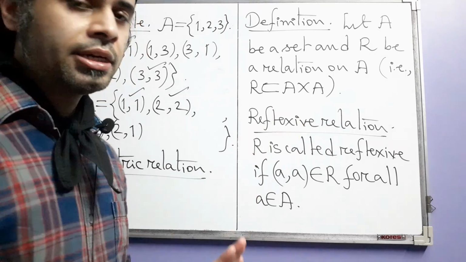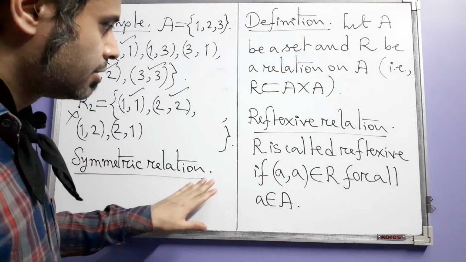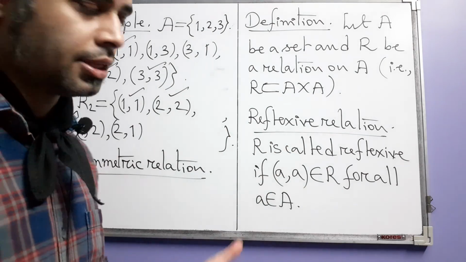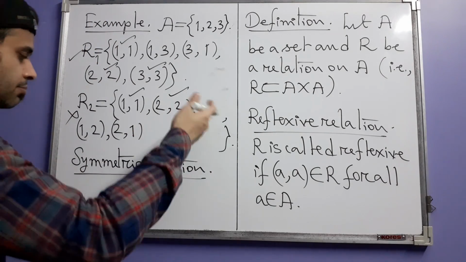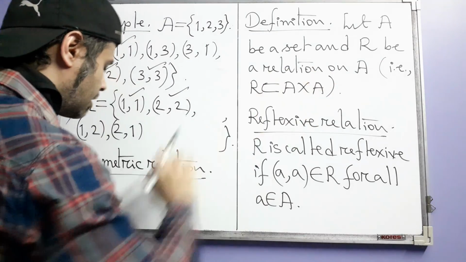These are independent definitions, okay. A symmetric relation need not be reflexive, but it may be reflexive also. They are independent of each other. But of course, all of them are about such relations R.